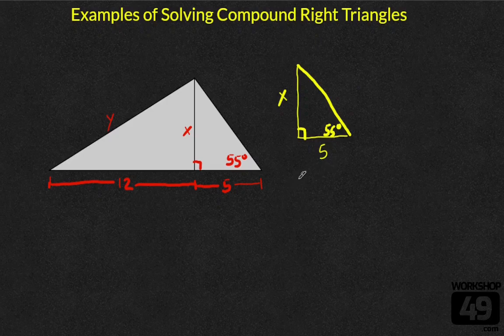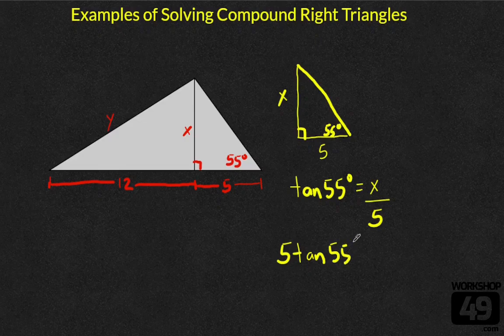So we can actually write this out as tan of 55 degrees equals our opposite side, which is the x, over our adjacent side, which is the 5. We can go ahead and multiply this 5 up, and in our calculators, we're going to put 5 tan 55 degrees equals x, and that's going to give us x equals 7.14. We've got our x.